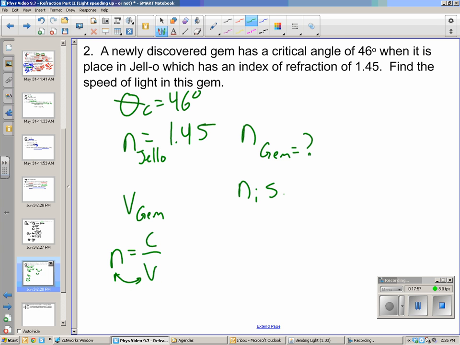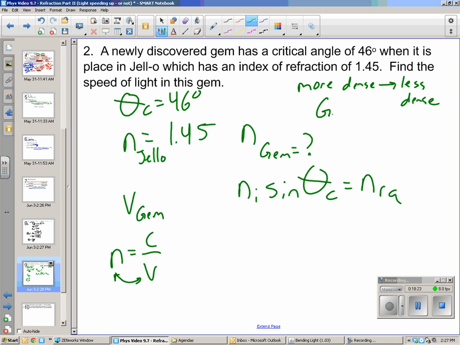NI times the sine of my critical angle equals NR. But the question is, which is my NI and which is my NR? Well, remember, because we're talking about critical angle, I have to be going from more dense to less dense. So the question is, what is more dense, the gem or the Jell-O? The gem is going to be more dense because it's stone. Jell-O is less dense. So that is going to be my NR.